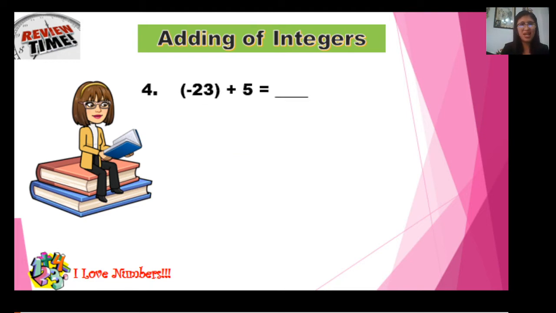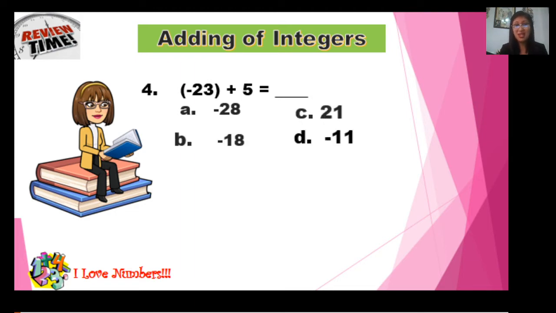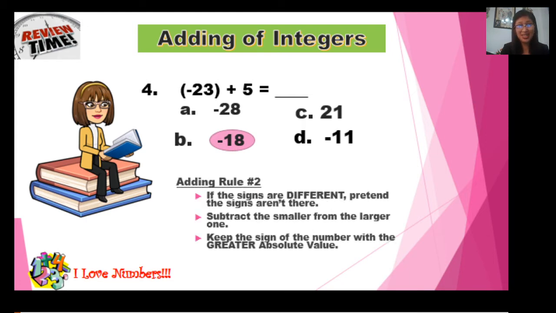Okay, let's have one last. Negative 23 plus 5. The sum is negative 28, negative 18, 21, or negative 11. The sum is negative 18. Very good. Remember again, if the signs are different, pretend the signs aren't there. Subtract the smaller from the larger one. Then keep the sign of the number with a greater absolute value.